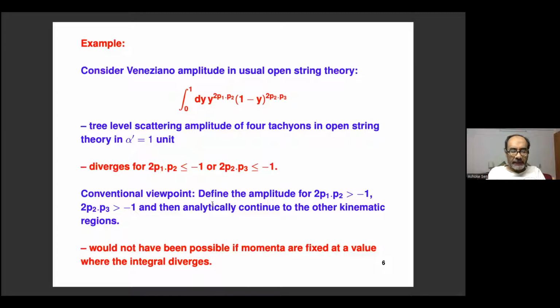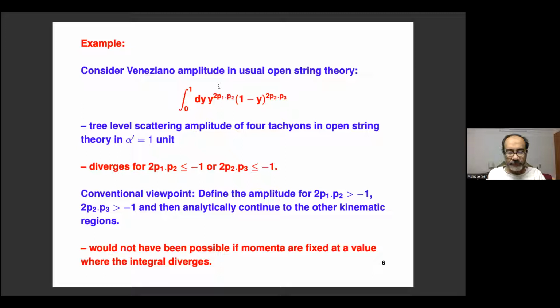So let me illustrate this by an example. Here is the simplest string amplitude, the Veneziano amplitude in bosonic string theory. It's given as a single integral. And physically, this gives a tree-level scattering amplitude of four tachyons in open string theory in alpha prime equal to 1 unit. And the p_i are the external momenta.